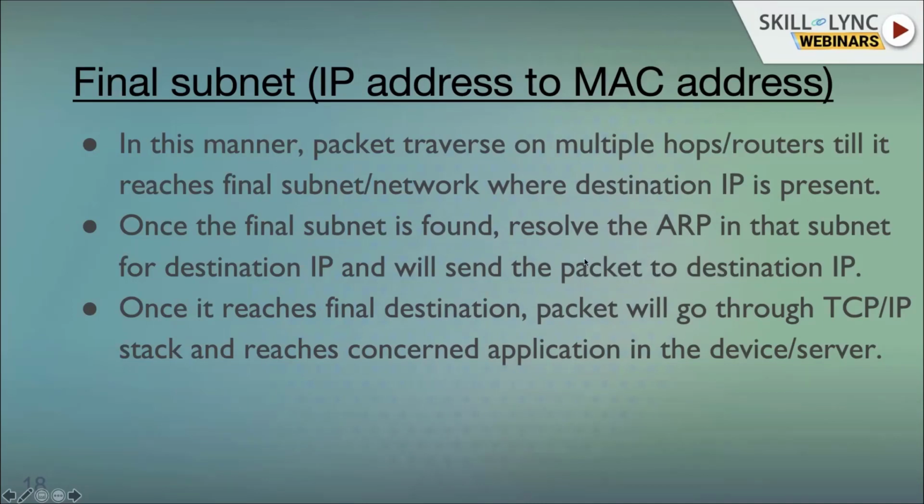So once you find the final subnet, that means that IP is present in that subnet only. To get that MAC, again we need to send one ARP request: whoever has this IP, send me the MAC address. Definitely that IP is present in that subnet, right? So it will send that MAC. Then we will send our packet to this destination IP. Once it reaches the final destination, the packet will go through the TCP/IP stack and reach the concerned application in the device or server.